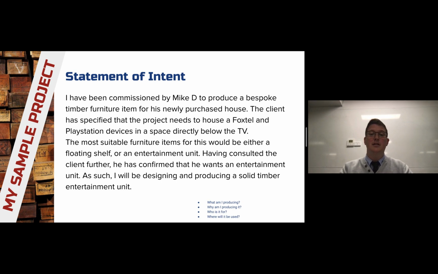Now let's have a look. Does it say what am I producing? Yes, it does. It says I'm producing a solid timber entertainment unit. Does it say why am I producing it? Yeah, it does. I'm producing it because the client has just purchased a brand new house. Does it say who it's for? Yes, it's for the client, Mike D. Where is it going to be used? It's going to be used in the living room, underneath the TV, used to hold a Foxtel and a PlayStation device.